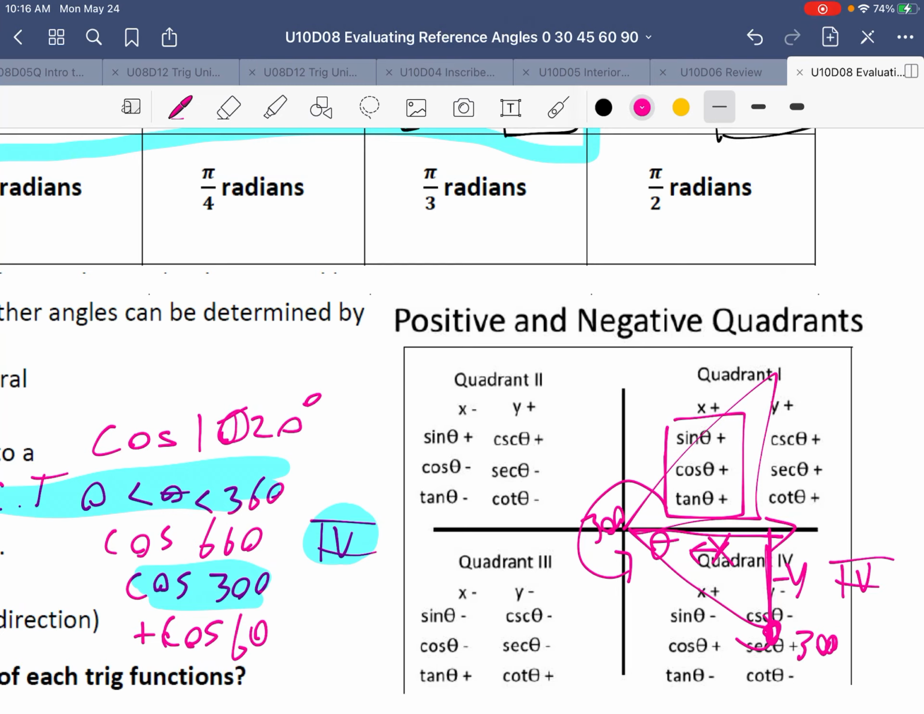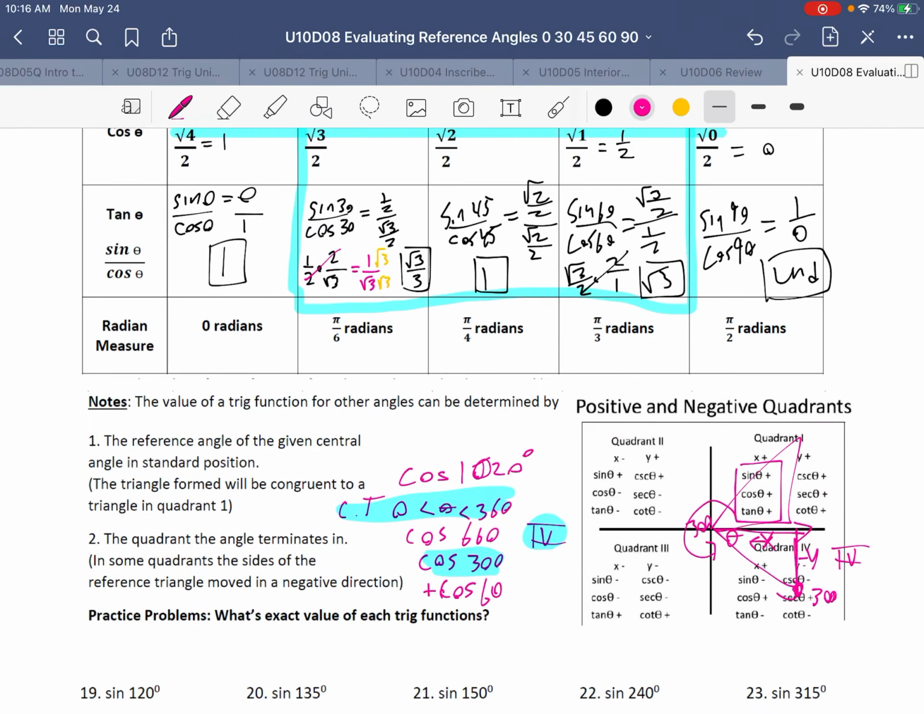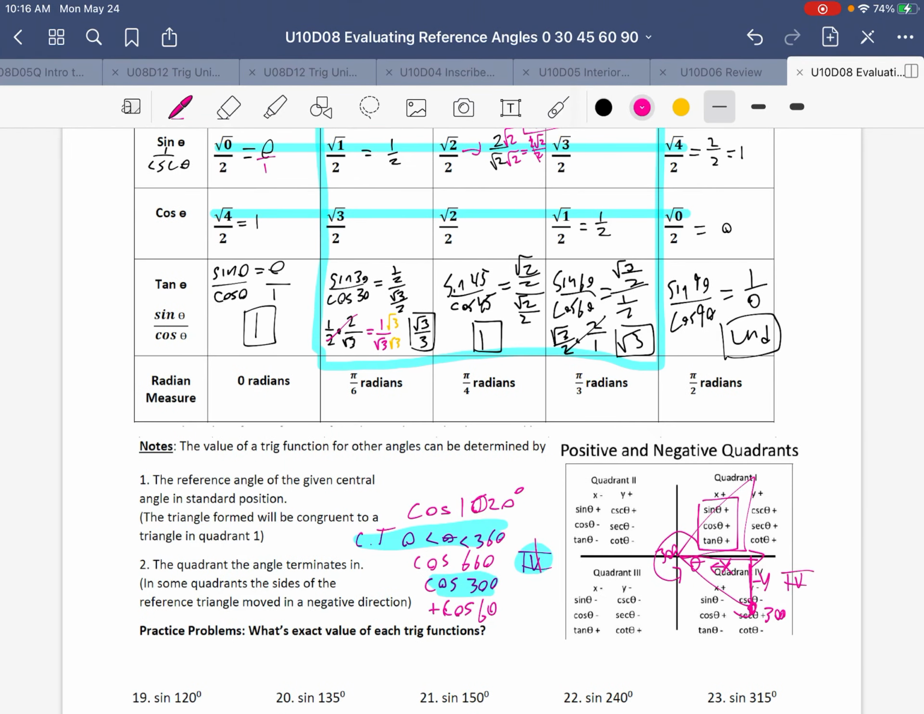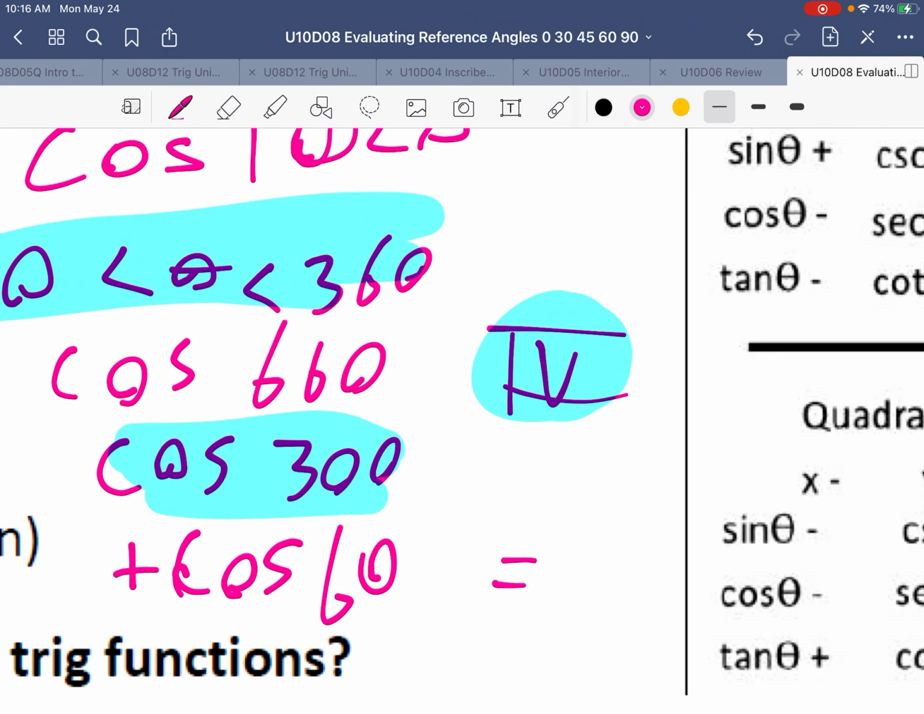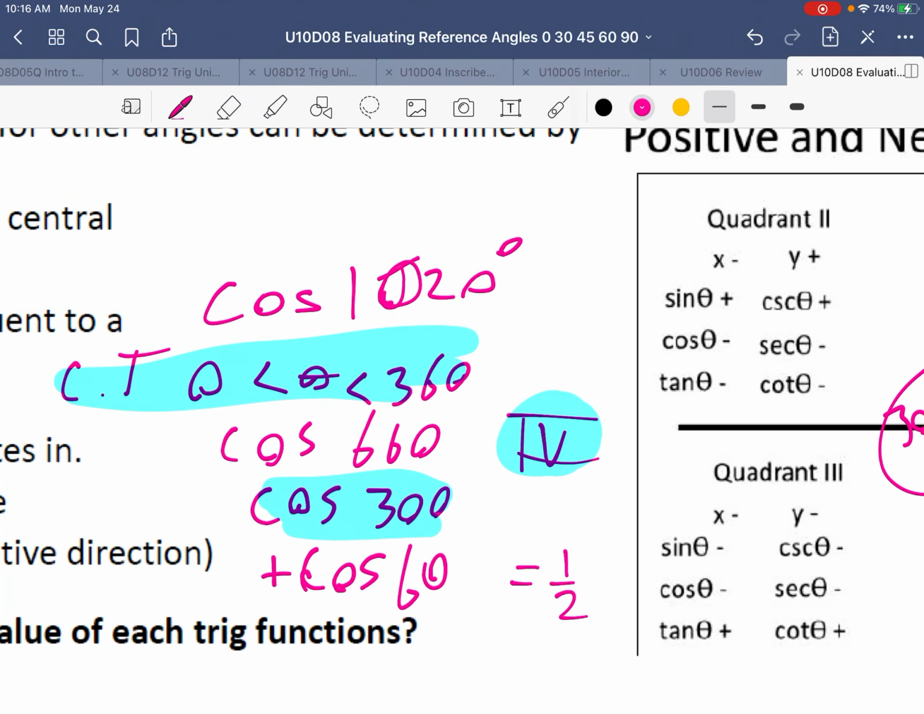Now, if we use our calculator, we would see it's 1/2. But without our calculator, we can look at the table, and for 60, cosine is equal to 1/2. If I were to run through the step-by-step process one more time: you find the coterminal angle between 0 and 360, you figure out what quadrant you're in, you write down the reference angle, then you determine if it's positive or negative.